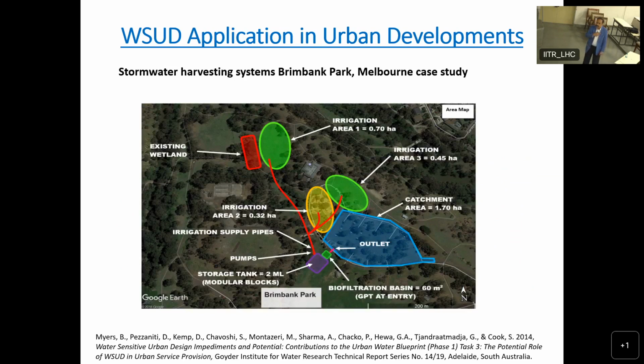So we also use a similar model for another case study. This was a car park where there was a lot of runoff coming to the garden area. So the managers for this part were looking at whether you can capture the stormwater runoff from the car park, store it, and then use it for irrigation purposes in these areas.